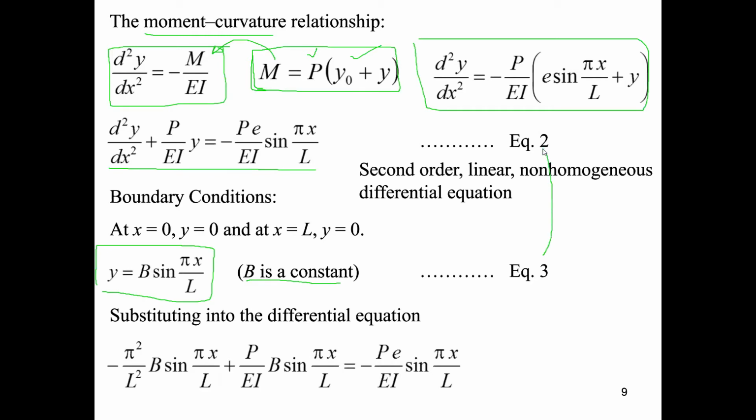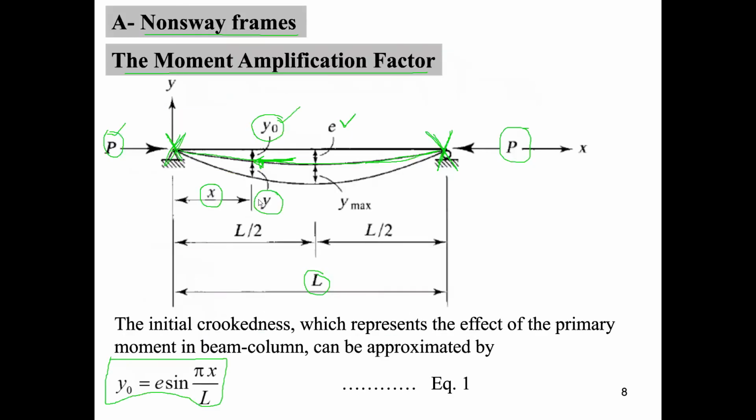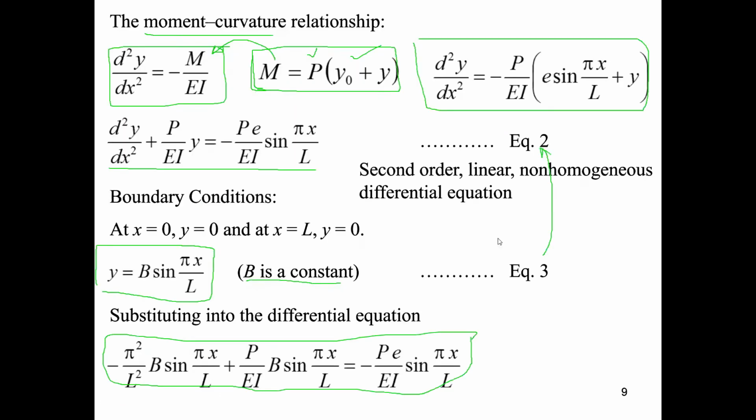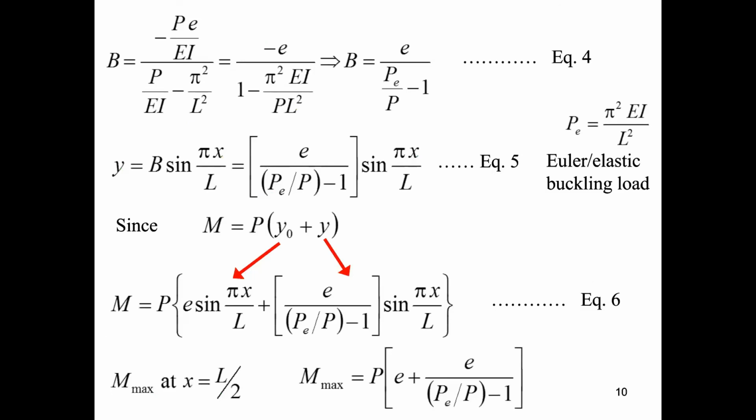Substituting equation 3 into equation 2, we will get this equation. Please note that the deflection y is measured from y0. Solving the previous equation for b, the constant b can be calculated as shown in equation 4, where PE is the Euler or elastic buckling load. Now, if we substitute equation 4 into equation 3, we will get equation 5.